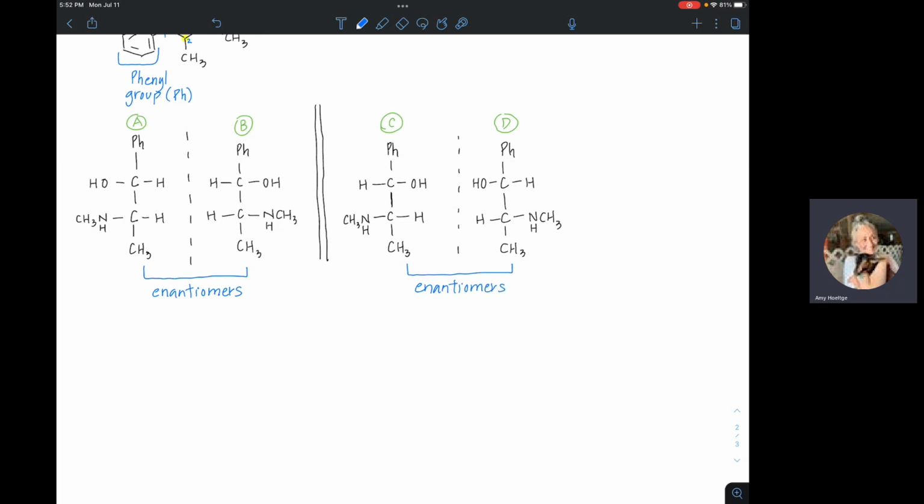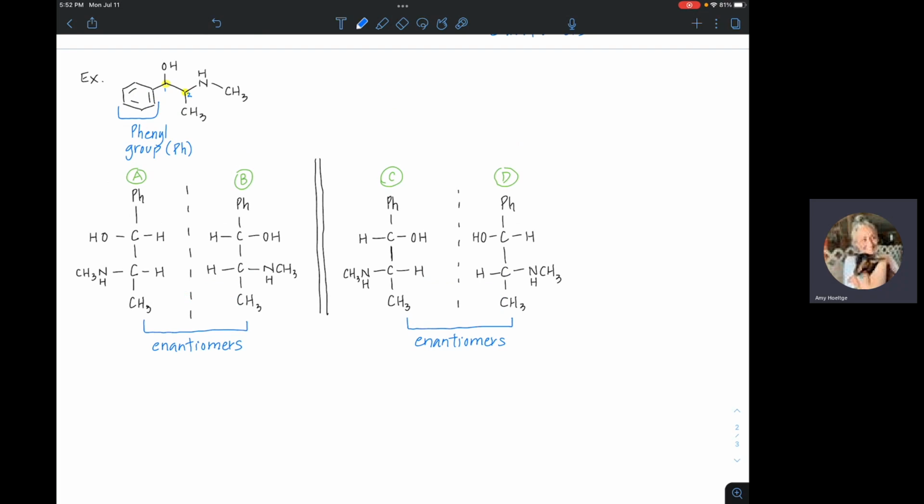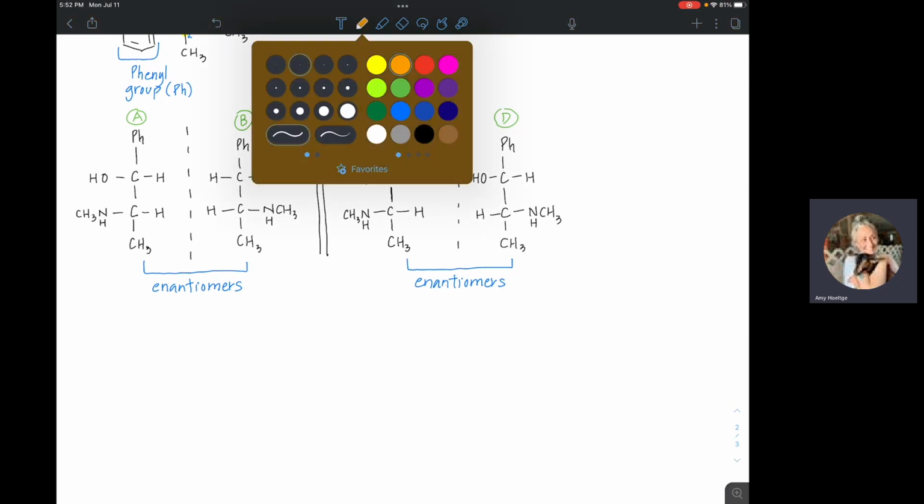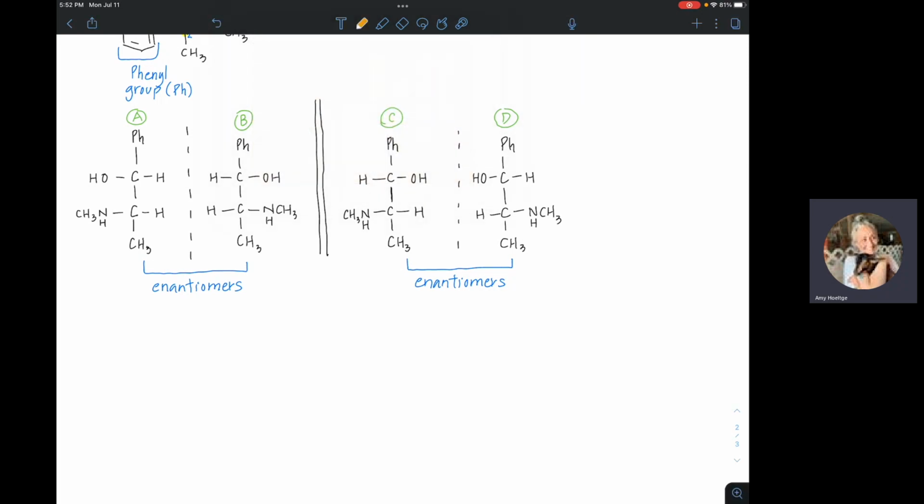I had 2 chiral carbons. Maximum number of stereoisomers should be 4. I have 4 stereoisomers. I have 2 pairs of enantiomers. What is the relationship, though, between A and C and A and D, or B and C and B and D? They are diastereomers. Diastereomers are stereoisomers that are not enantiomers.